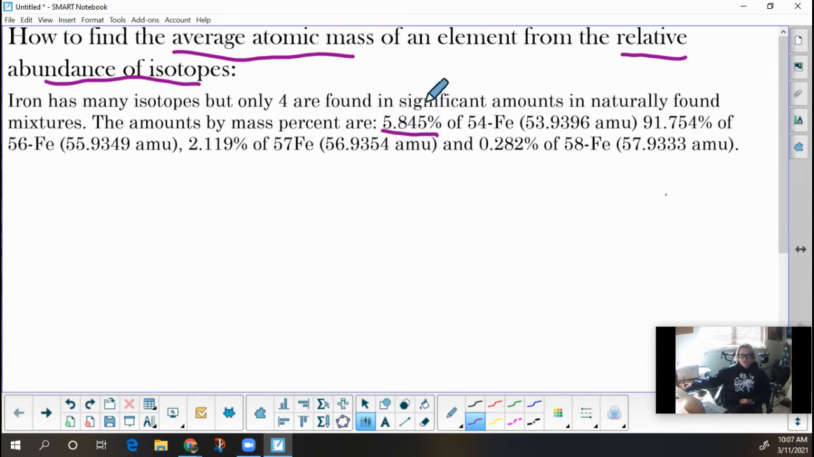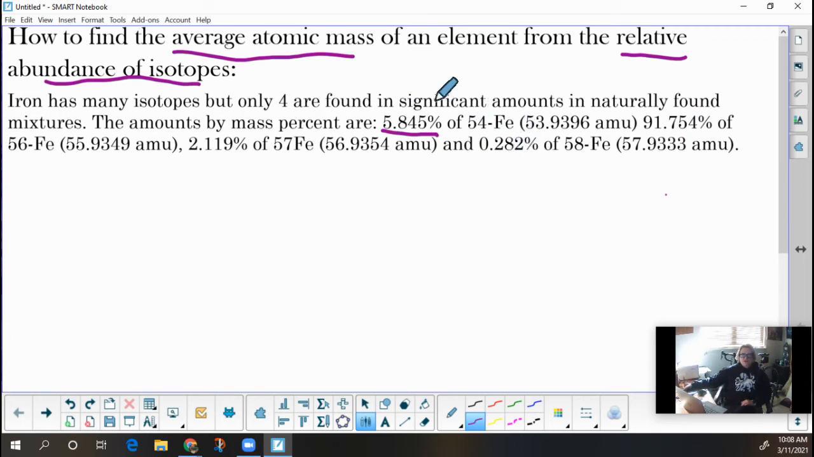So here we can see that 5.845% of all the iron, all the Fe we know about in the universe, is of type iron 54. Now, the relative mass for that is really close to 54, but it's not going to be a whole number because masses are hardly ever whole numbers. So it's 53.9396, which is really close to 54. And three other isotopes make up the abundance in the universe for iron. The predominant isotope is going to be iron 56, 91.754%. And then there are some trace isotopes as well.